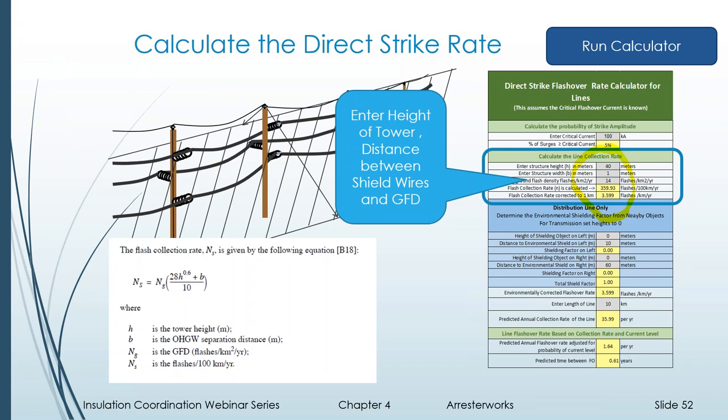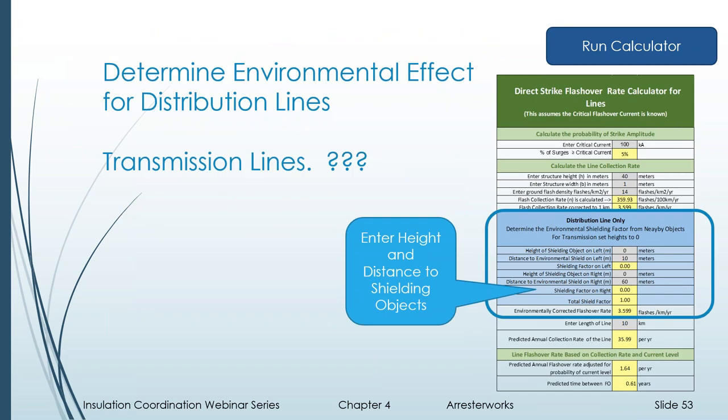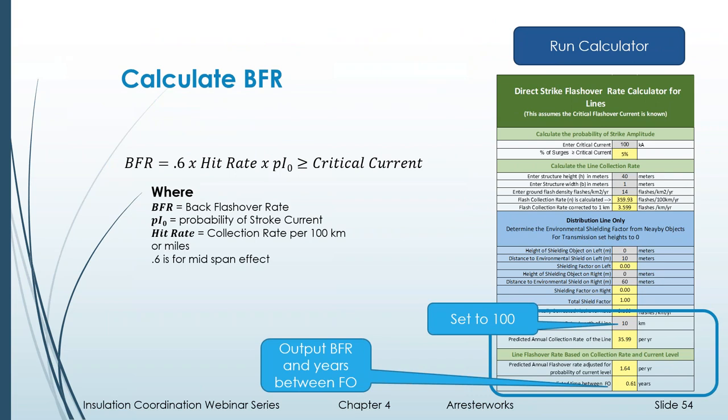So now you have two factors. You know what your collection rate is, and you know the probability of any particular stroke. So if we move down, the next on the calculator, next level down, let's ignore that distribution for a second. Let's go on down to the real. Let's say this is in an open line.